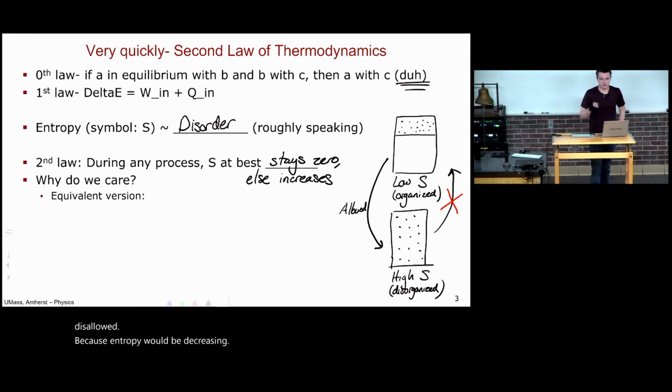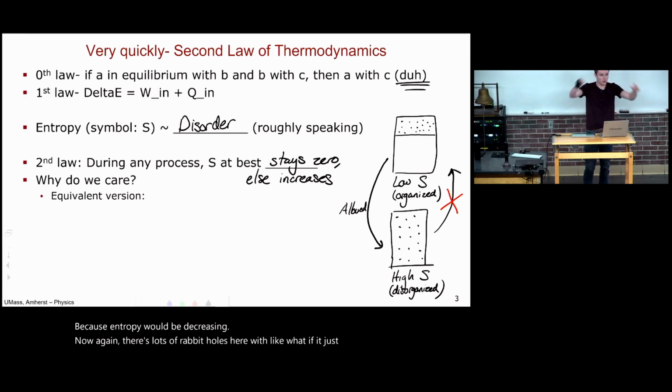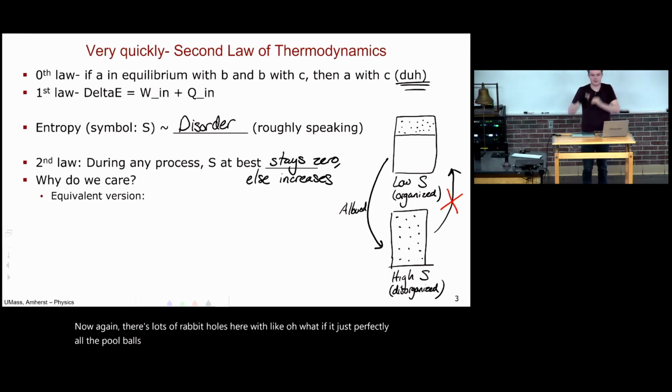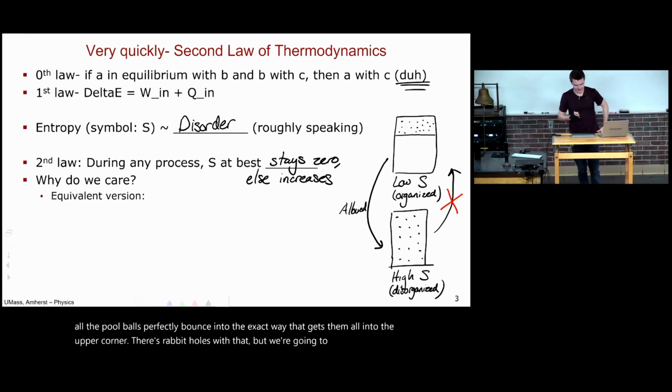Now again, there's lots of rabbit holes here with like, oh, what if all the pool balls perfectly bounce into the exact way that gets them all into the upper corner? There's rabbit holes with that, but we're going to skip over them.